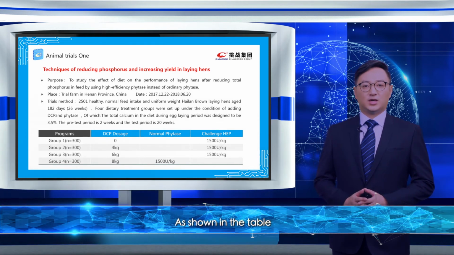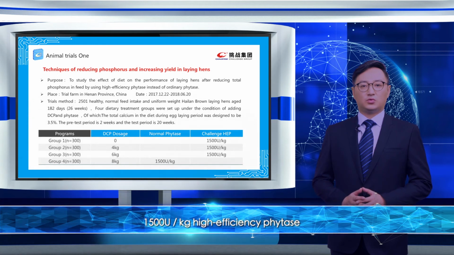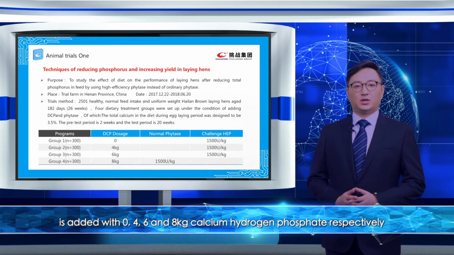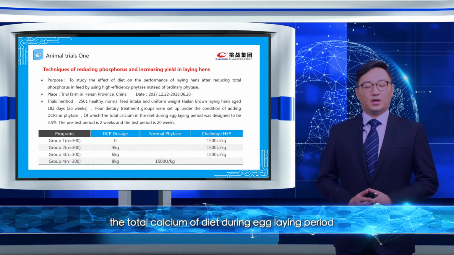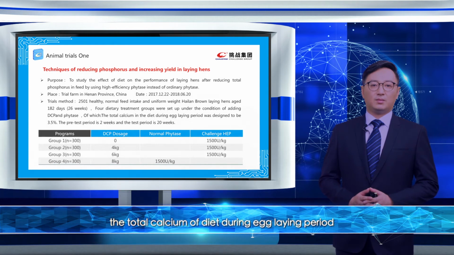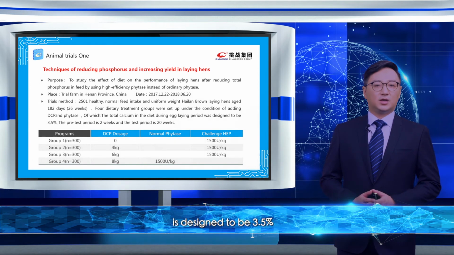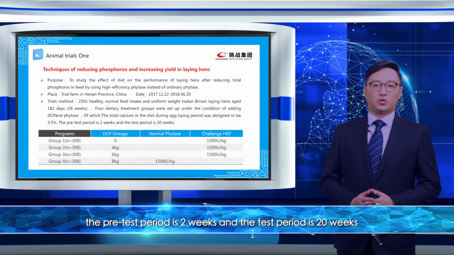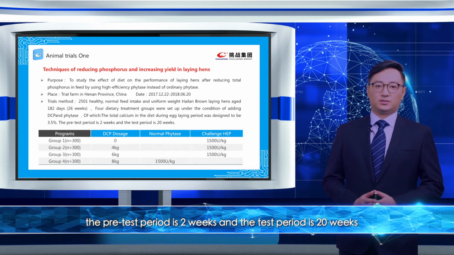As shown in the table, 115 U per kilogram high-efficiency Phytase is added with 0, 4, 6, and 8 kg DCP. Among them, the total consumption of diet during egg laying period is designed to be 3.5%. The pre-test period is 2 weeks, and the test period is 20 weeks.